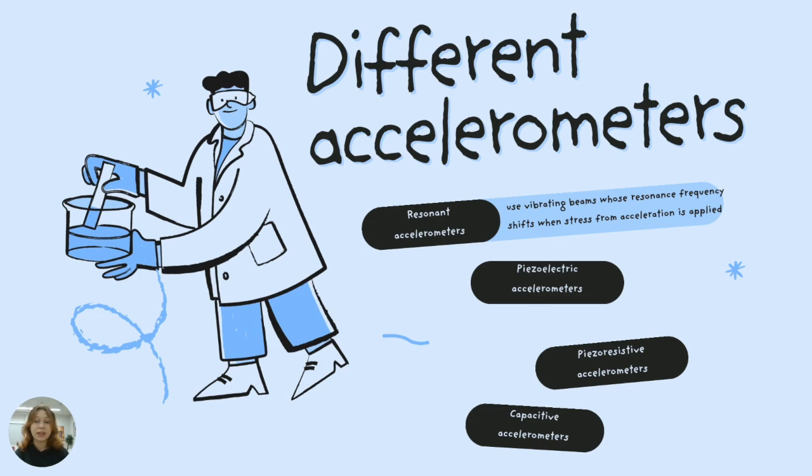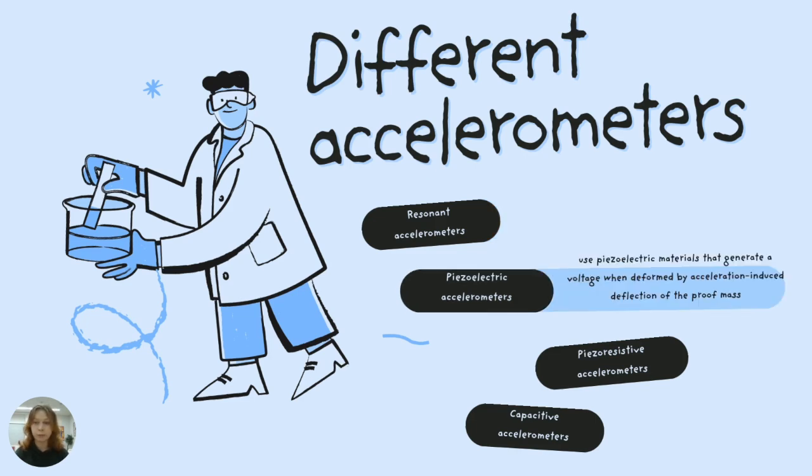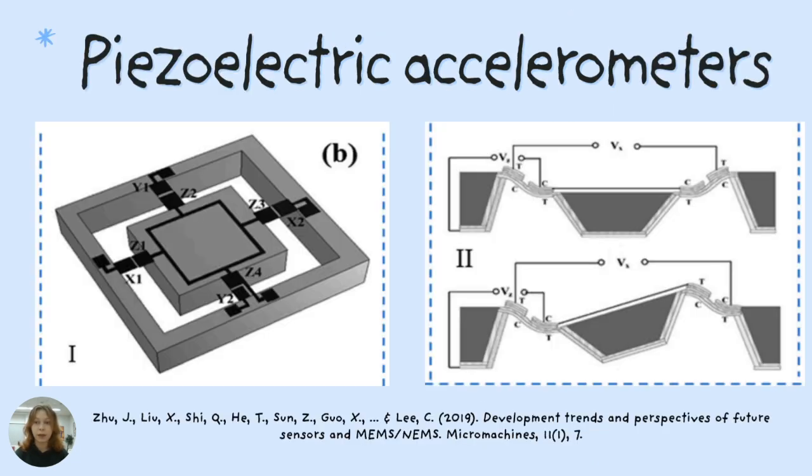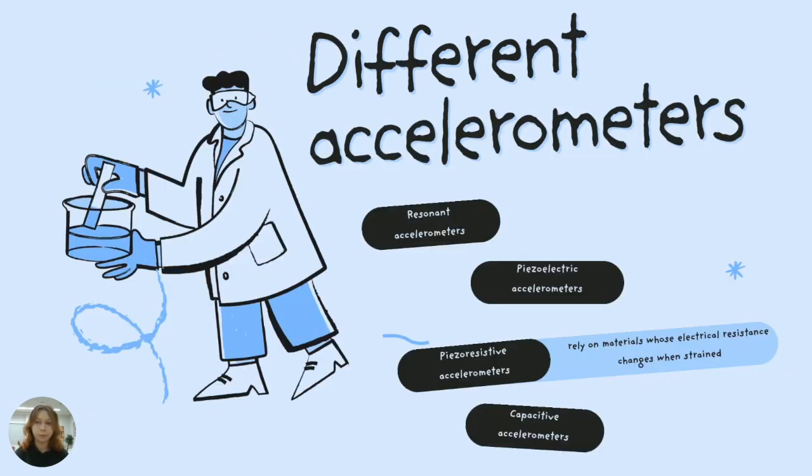Let's move on to discussing the accelerometer types. First of all, we have resonant accelerometers that use vibrating beams whose resonance frequency shifts when stress from acceleration is applied. Piezoelectric accelerometers use piezoelectric materials that generate voltage when deformed by acceleration-induced deflection of the proof mass. You can see an example of the structure of a piezoelectric accelerometer in this illustration.